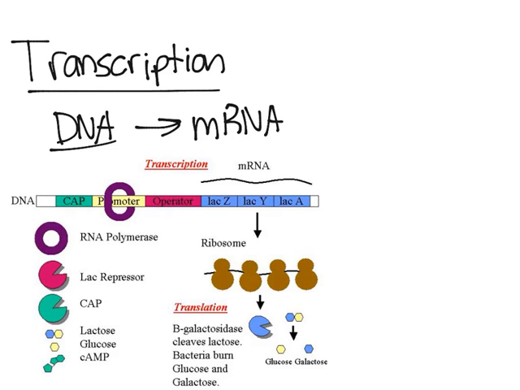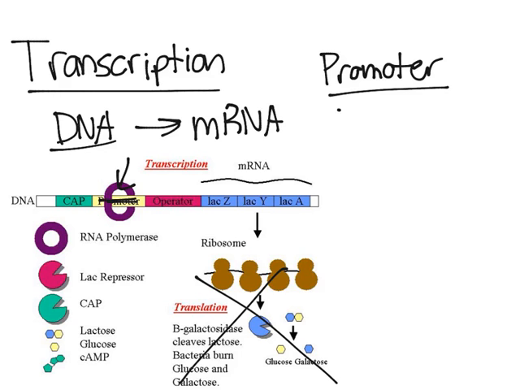Here's a good diagram. We won't focus on down here. We won't worry about that. That'll be another video. The promoter right here is the region of the DNA in which the RNA polymerase binds. So promoter, RNA polymerase binds to that site.